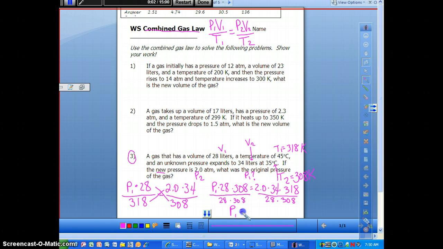You should have found that the answer is 2.51, and we'll keep the unit the same as P2's unit, which was atmospheres. And then you can go up here and mark it out on your answer bank. And there's a lot of problems on this sheet. It'll just give you a chance for a lot of practice, but they're all pretty much done the same way.